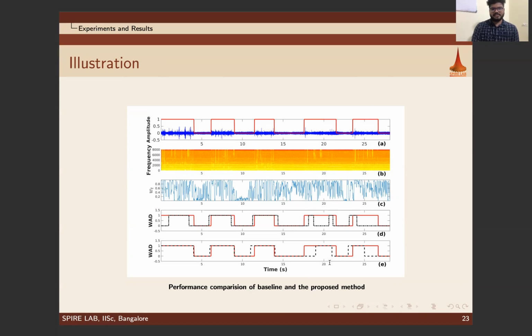In -10 dB SNR, we can see that even though the proposed method may not perform well, it performs significantly better than the baseline. And even in the higher SNR case, we can see that the proposed method is closer to the ground truth compared to the baseline.